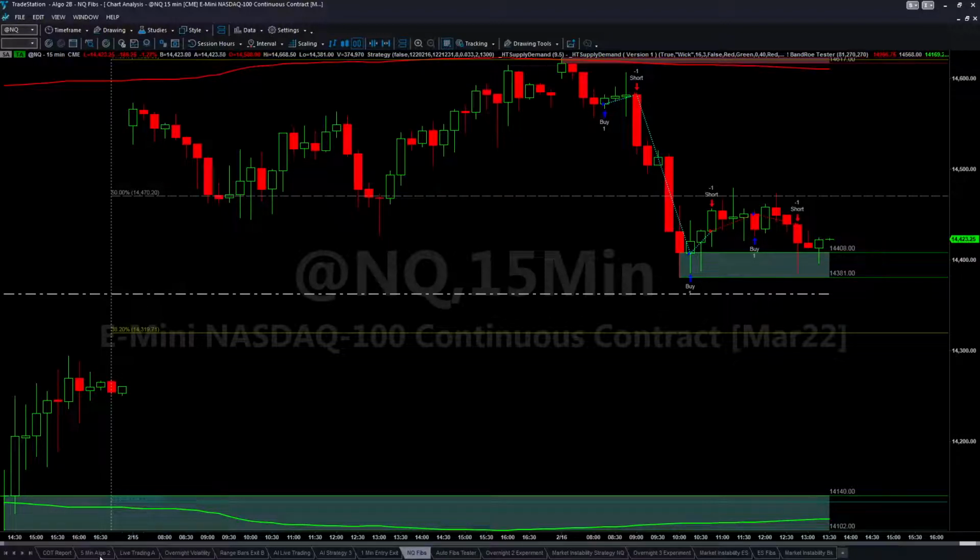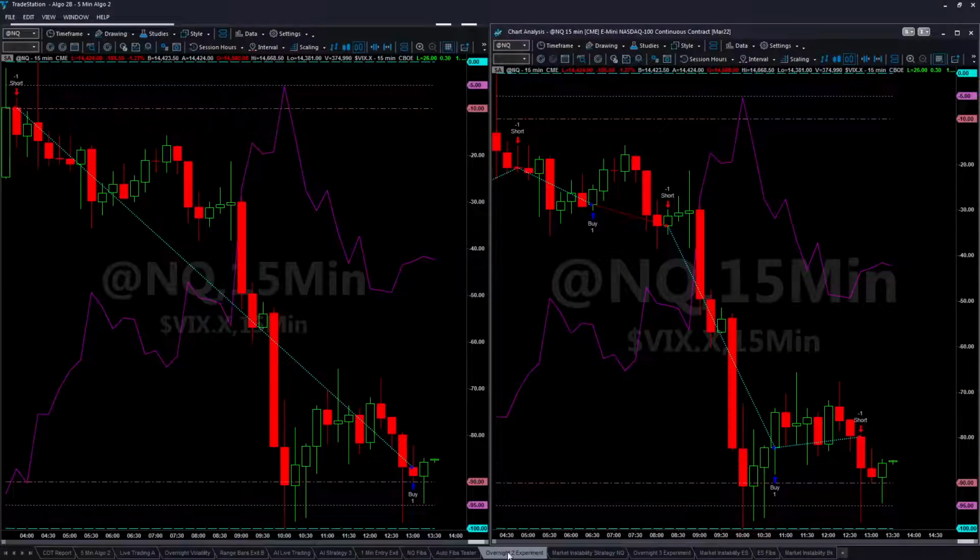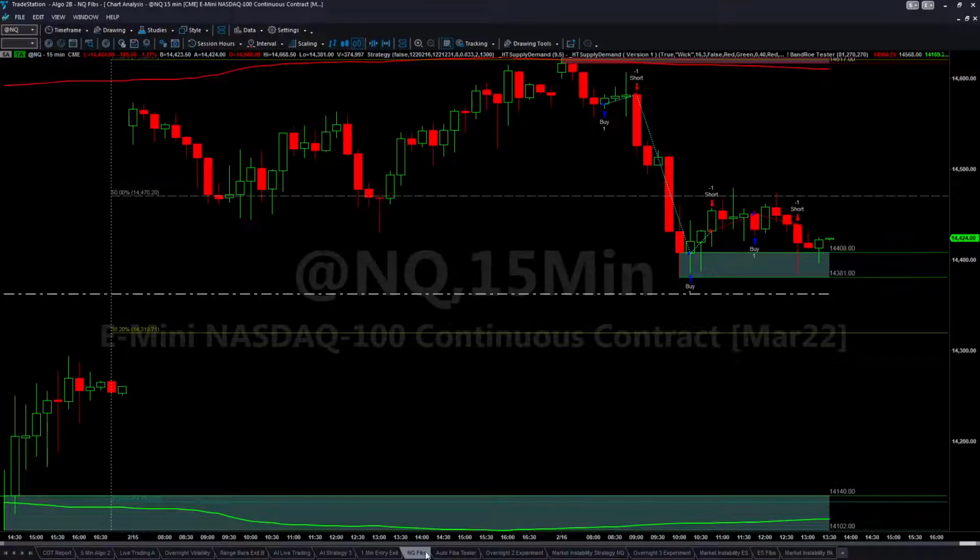Take a quick peek at that 5 minute and see where this is rotating at. Looks like it's gonna be rotating a little bit more to the upside, and let's see, got that right there, and I've got that right there as well. Yeah, we're at the 50% consolidation mark.